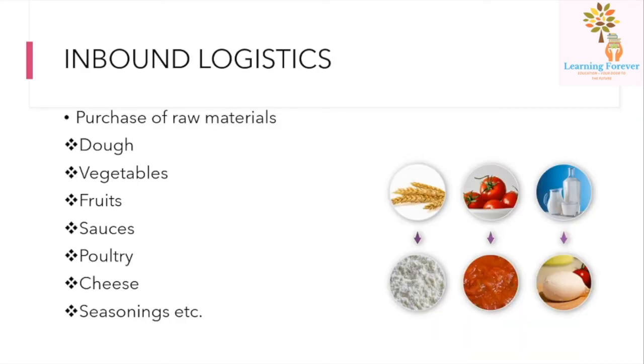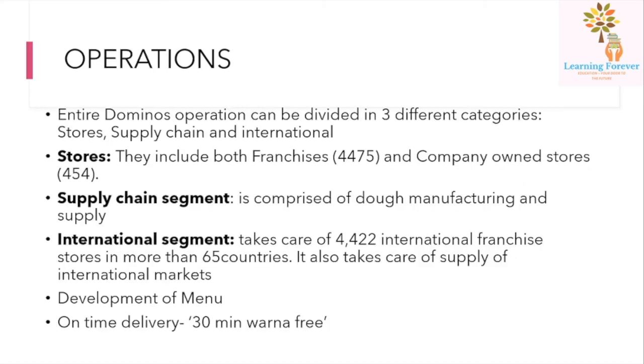So looking into the inbound logistics. Inbound logistics include purchase of raw materials like dough, vegetables, fruits, sauces, poultry, which includes your chicken meat and your mutton keema, and cheese and seasonings, etc. Moving on to the operations.